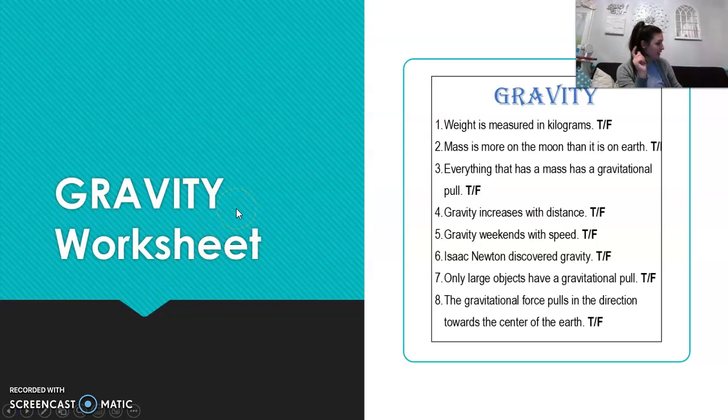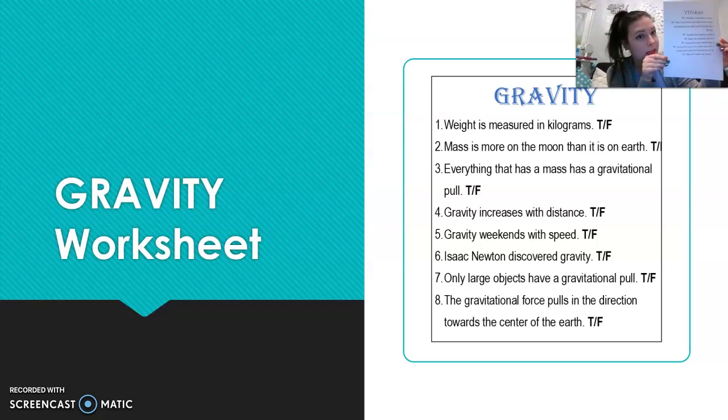Before we get started, I've given you 2 sheets of paper, and the first one that we're going to do looks like this. It's on the screen. Before we get started, I'd like you to brainstorm and think about each one of these questions. There are 8 questions. Read the question and then circle T for true or F for false, based on which one you think.